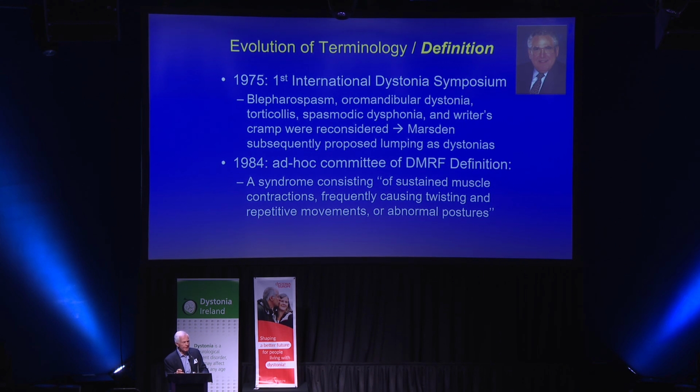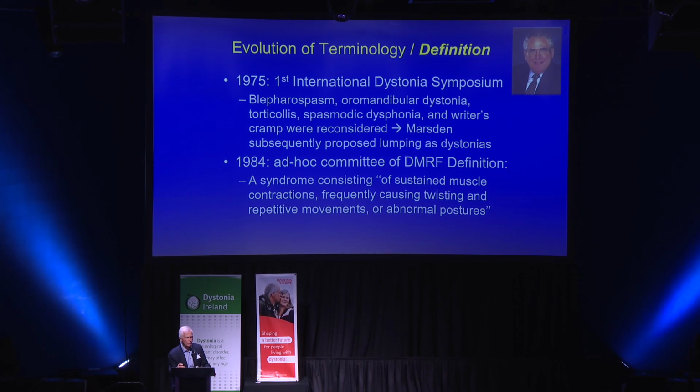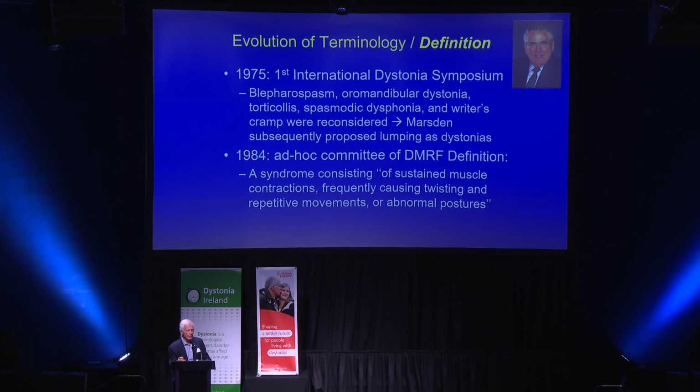So nobody until that time realized that there were similarities and overlaps between things like your eyelids being involved in blepharospasm, the involvement of the mouth, the neck, the speech, the difficulty with writing, and it wasn't until Marsden and Fahn met and discussed these issues carefully that they began to realize that there was a reason to do some lumping.